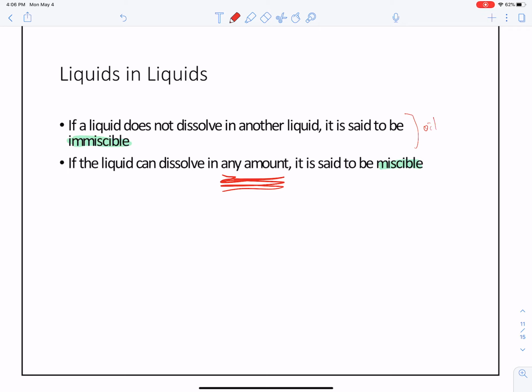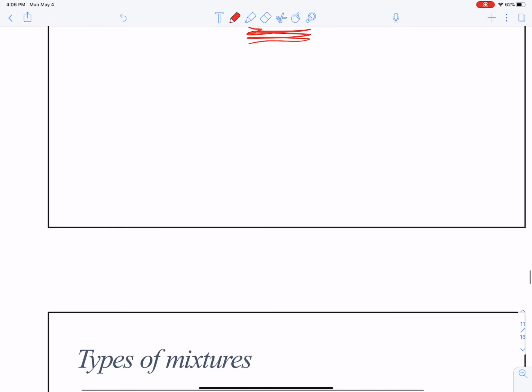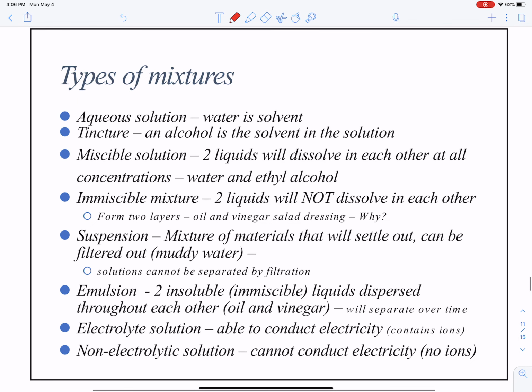Oil and water are immiscible. But if you can dissolve any liquid in any amount in something, we call it miscible. There are lots of types of mixtures, and this is a great thing to memorize. Great tool, usable for you.